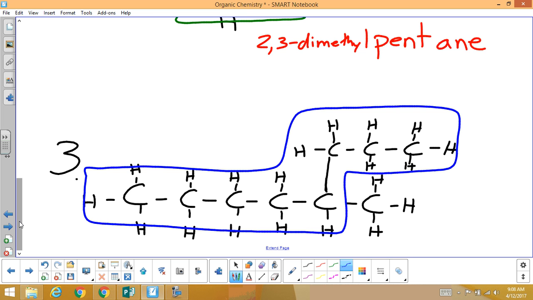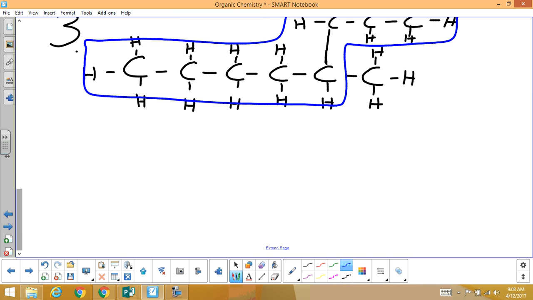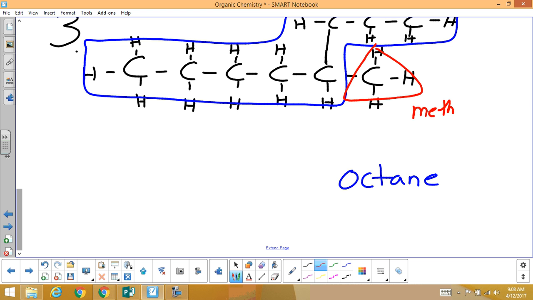So this is 1, 2, 3, 4, 5, 6, 7, 8. So this is an octane. This is 8. And even though it looked menacing, there is only one group. And we know already, we've done this before, this is a meth. This is one carbon. It's a branch. So this is the methyl.